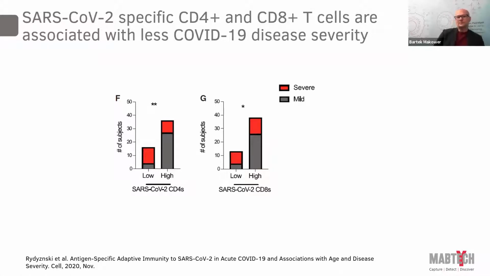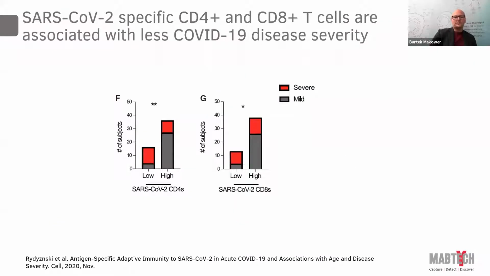As you know, B cells and antibodies protect from infection, but once you pass that barrier and you're infected, then T cells are very important to control the disease and the disease severity. So of course, both arms are important, but B cells and antibodies are probably not enough.